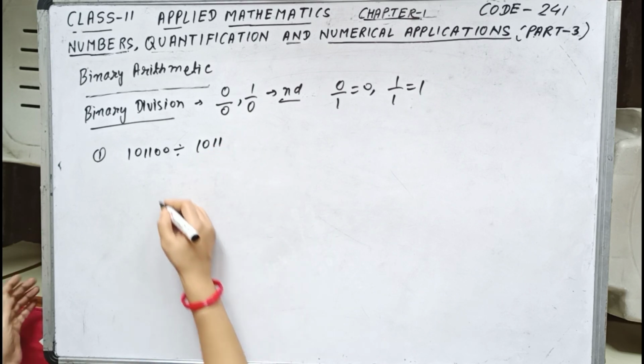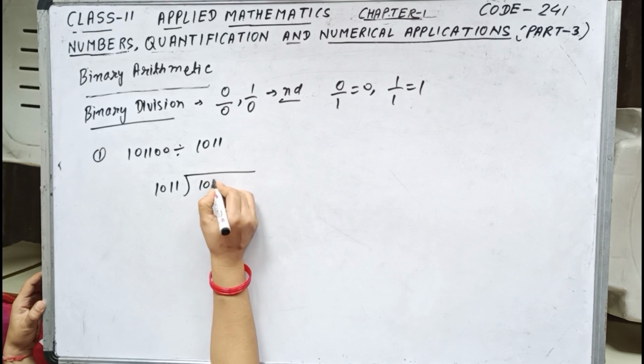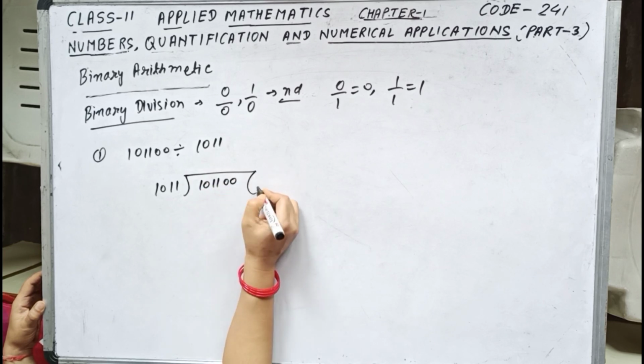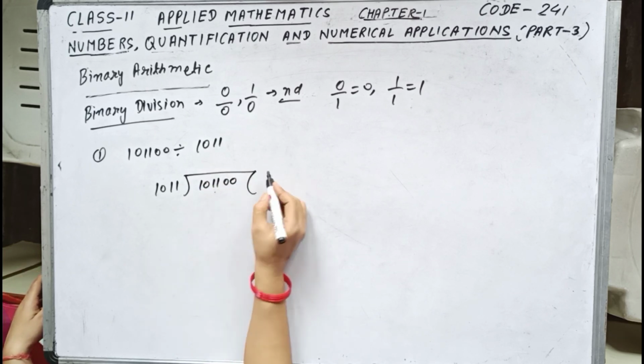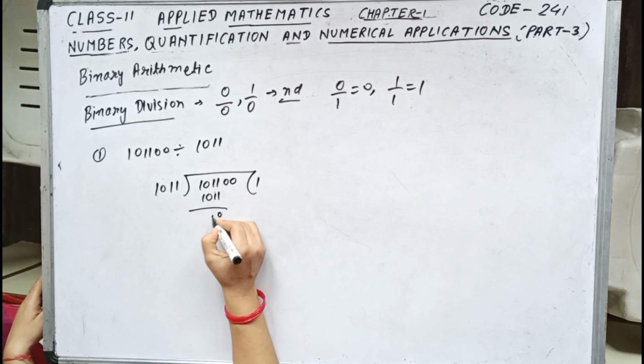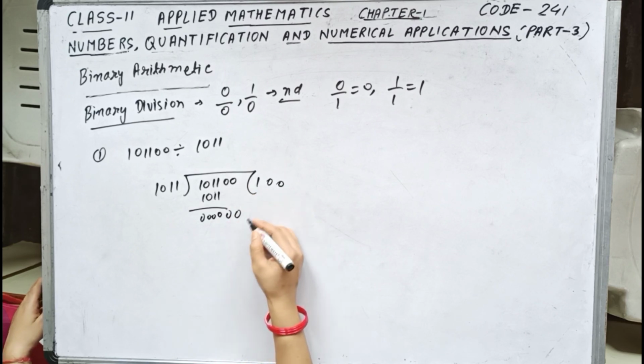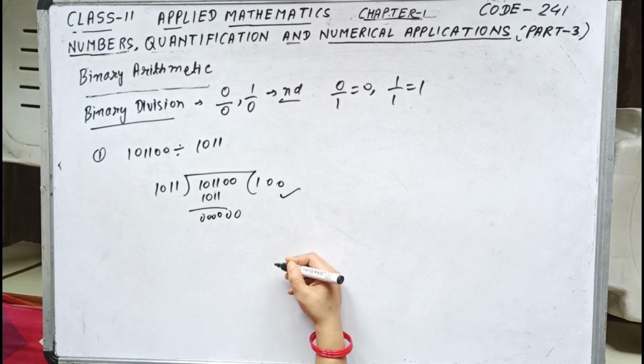Let us see. So 1, 0, 1, 1 into 1, 1, 0, 1, 0, 0. So in 4 digits, 1 goes in directly. So all are 0, this copied 0, this copied 0. So the quotient is 100. Let us take one more example.